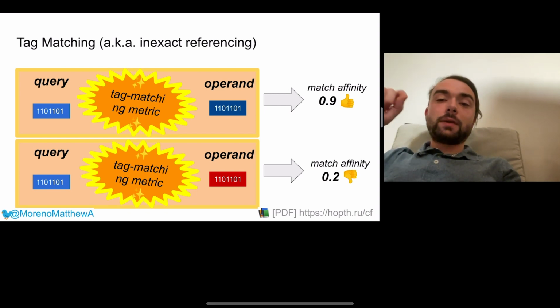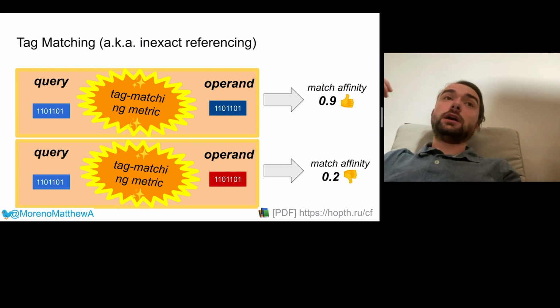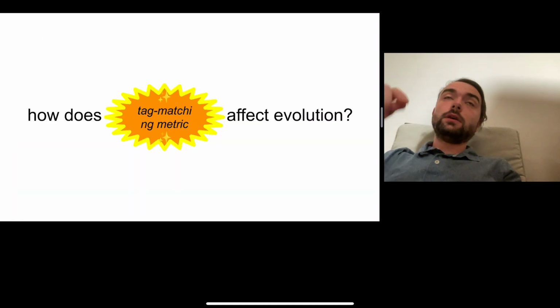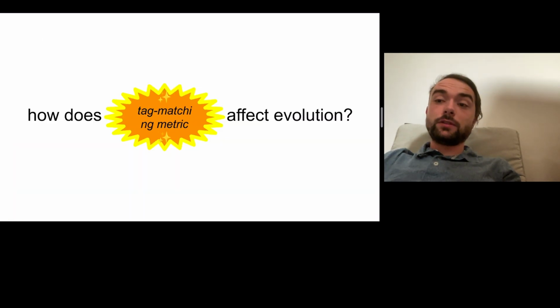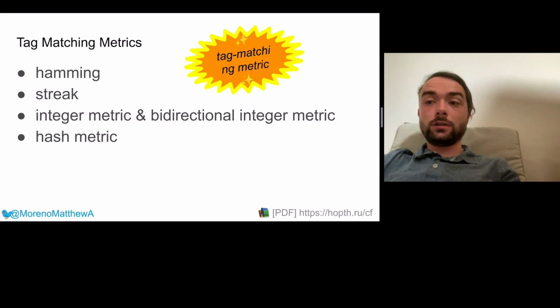And this tag matching metric is what's really driving the tag matching process. It is a function that takes in a query tag and an operand's tag and determines whether they match closely or mismatch. There's been lots of different tag matching metrics that have been used in genetic programming work, and our interest here is in comparing them and understanding how these tag matching metrics affect adaptive evolution. We looked at 5 metrics, which I'll overview here.